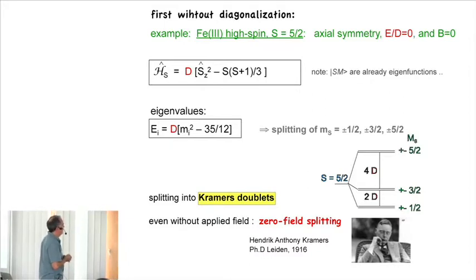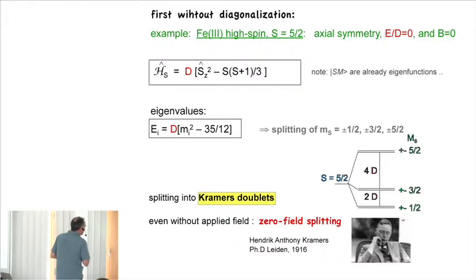What we have is then an equation which tells us that the energy of the states depends on the magnetic quantum number squared. That means we will get no splitting of levels plus minus 1/2, plus minus 3/2, plus minus 5/2, but we get a splitting between these doublets. We get a splitting into so-called Kramers doublets.